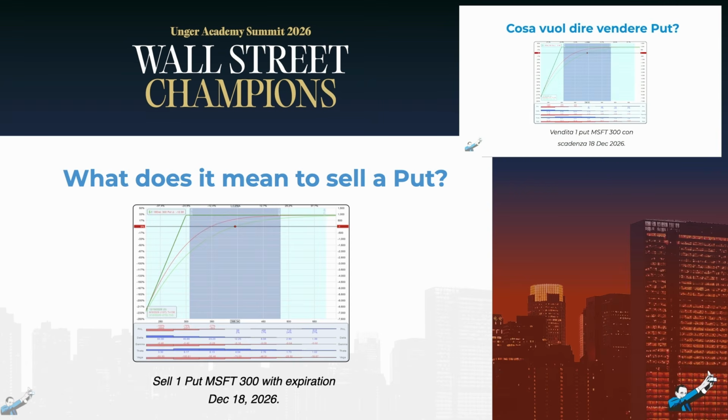This is an example of a strategy that involves selling a put on Microsoft with a strike price of 300 and an expiration date of December 18th, 2026. You can see 300. This is the price level. From this point onward, the premium starts to erode, and the seller of this put starts losing money. If nothing happens between now and December, the seller collects $1,000. And the seller collects it even if the market doesn't fall by more than 25%.